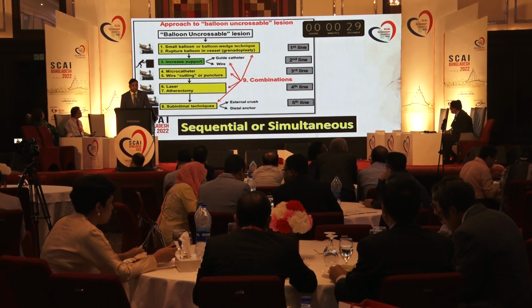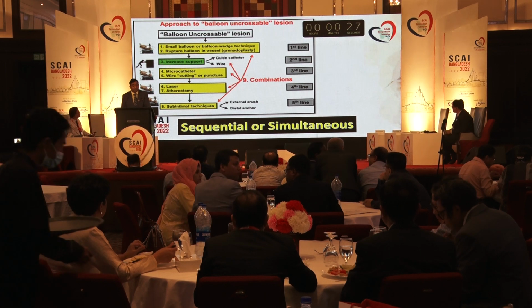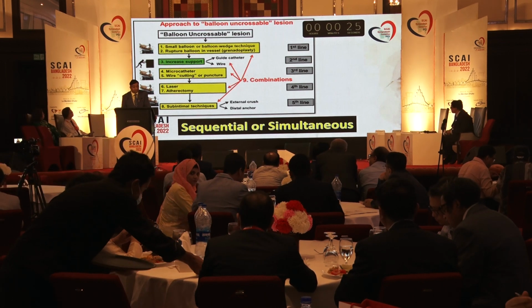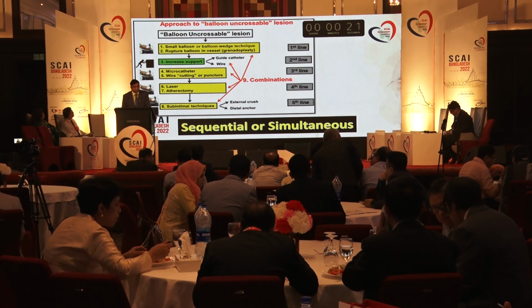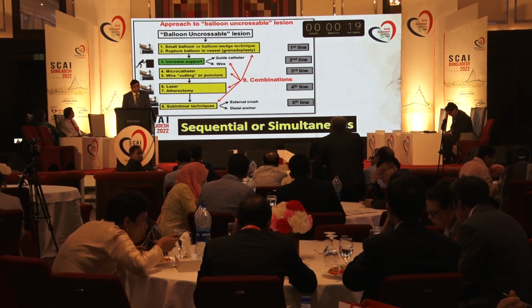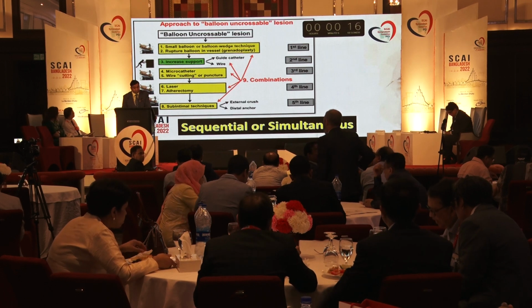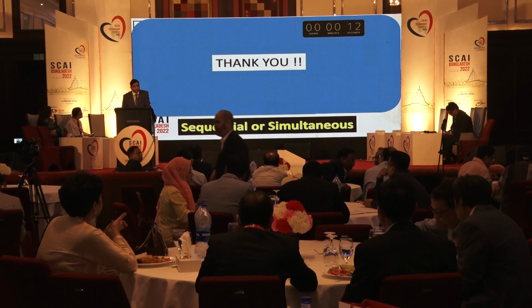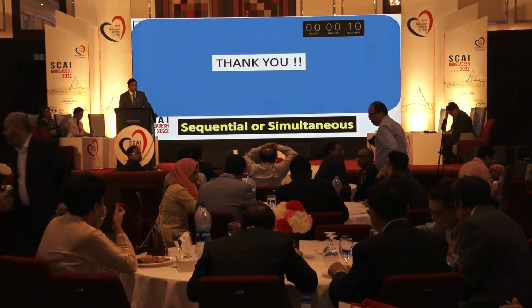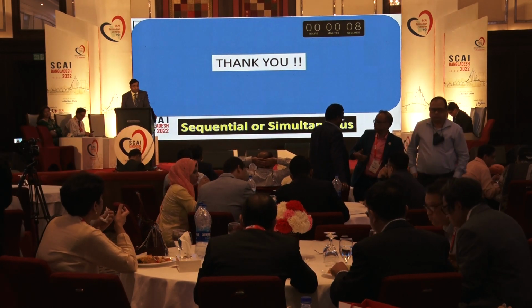So these techniques might be used sequentially, or simultaneously, especially with orbital atherectomy. We should not attempt dissecting the vessel earlier and then try atherectomy. It is always better to go upfront with atherectomy in such patients to modify the lesion. And a combination of these techniques might help us get across these difficult lesions.